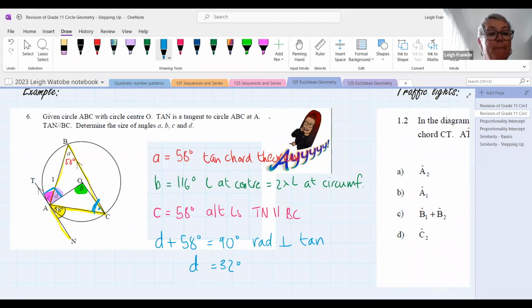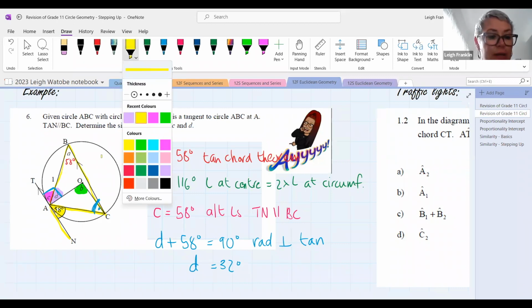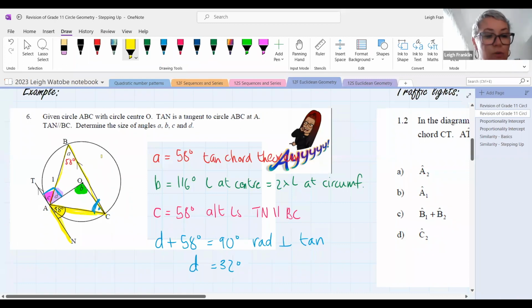Tan chord theorem. If you have a look, I have highlighted the tangent and the chord and the angle in the alternate segment. They've all been highlighted in yellow. Here's the tangent, here's the chord, and the chord subtends an angle at the circle in the alternate segment. So this angle over here and this angle over here are the same because of tan chord theorem. Okay. Thank you, Mom.